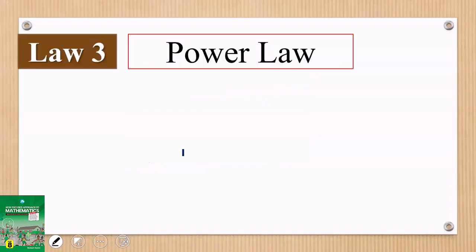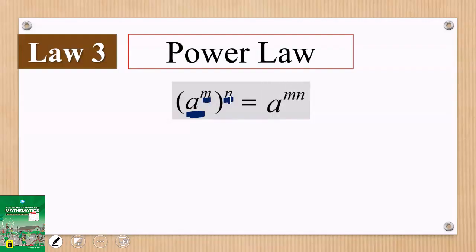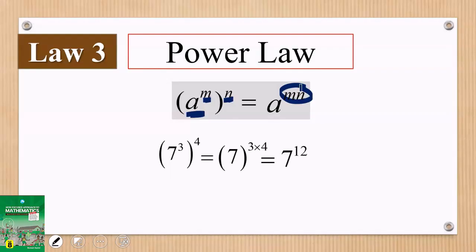Now let's take law number 3. Law number 3 says that if I have a number to an exponent already, and all together it has another exponent, we just pick the number and multiply the exponents, and that becomes the answer. For example, if I have 7 exponent 3 all to the power 4, then we can just write 7 exponent 4 times 3, and that will give us 7 exponent 12. Finally, if we have x exponent 5 all to the exponent of 3, we can easily write x exponent 5 times 3, which will give us x exponent 15.